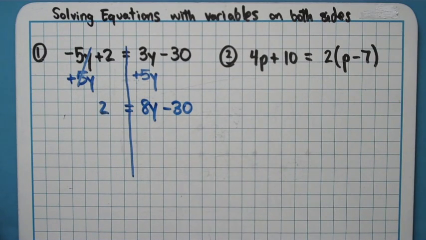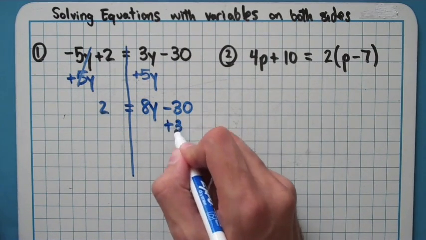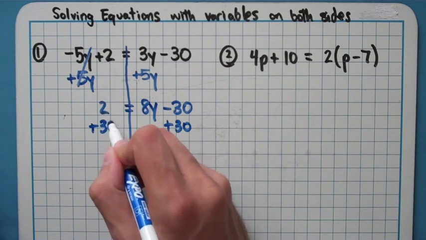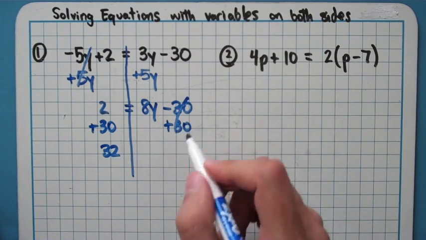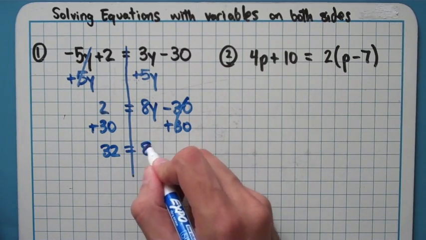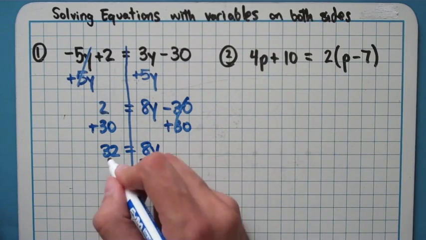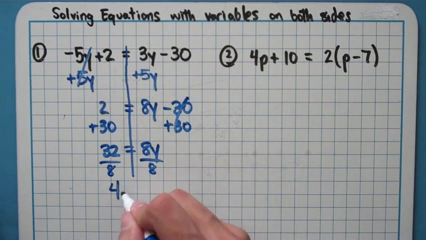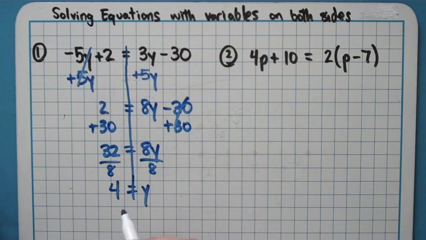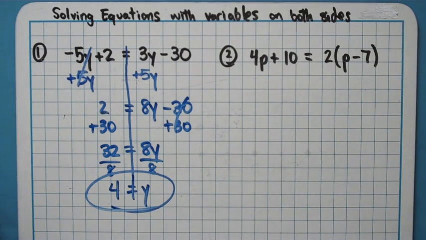And now it should look a lot like we did in the last video. We're going to add 30 to both sides. We get 32 equals 8y. My answer when I divide both sides by 8 is going to be y equals 4. Or 4 equals y, exact same thing. And if you wanted to, you could plug that answer back into the original problem on both sides and see that the two sides are equal. It will end up working, and I'm not going to show that in this video.